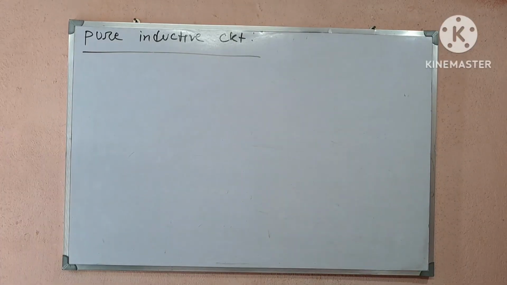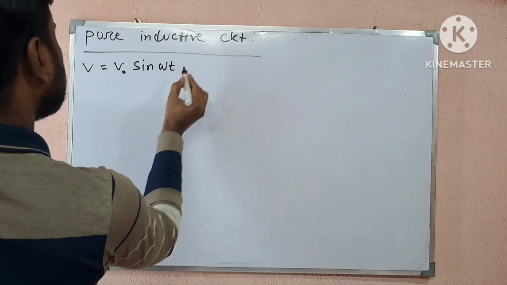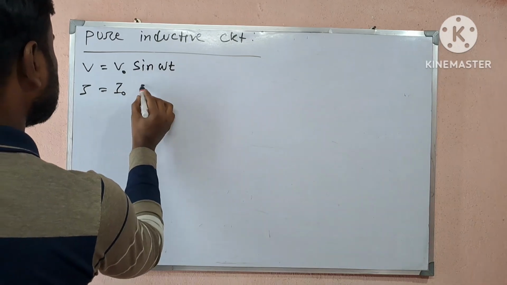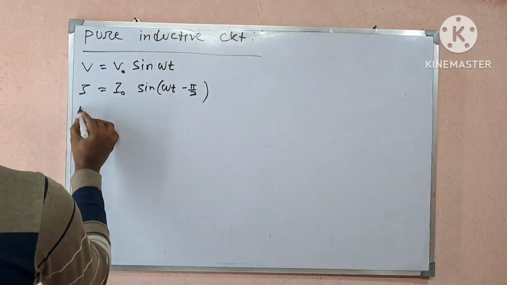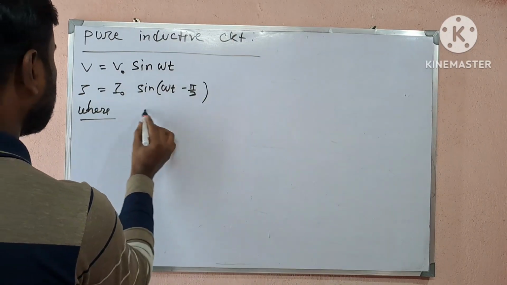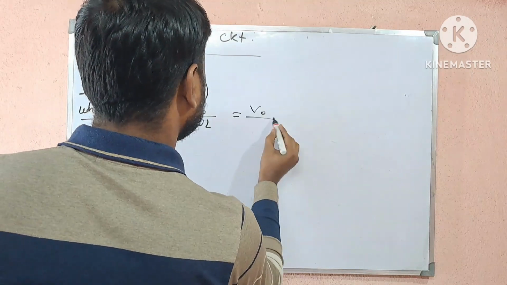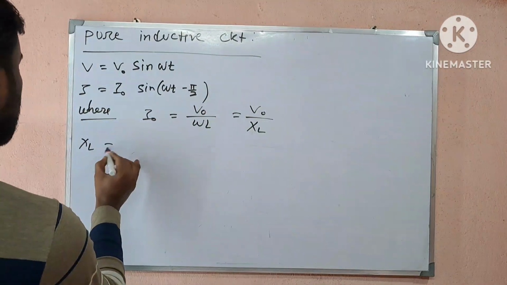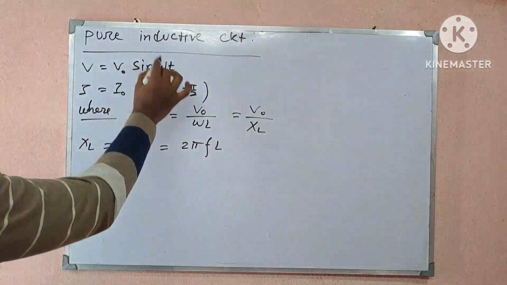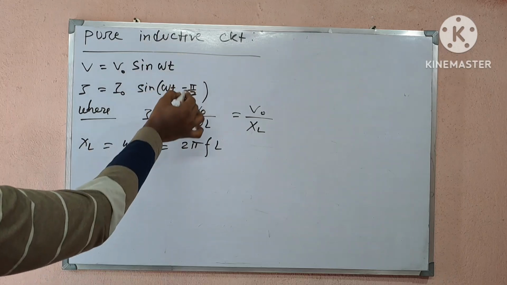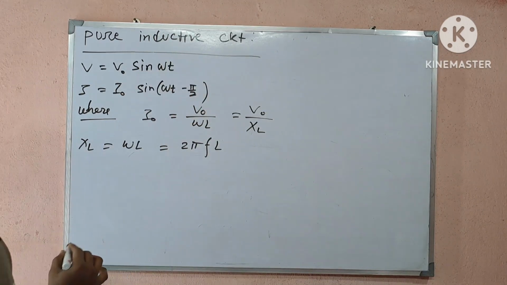So in a pure inductive circuit, the applied voltage is V0 sin omega t, and the current is I0 sin(omega t minus pi by 2), where I0 is the peak value of current. I0 is given by V0 divided by omega L, which we can write as V0 divided by chi L. Chi L is omega L equal to 2 pi fL. The phase difference between current and voltage is pi by 2. Power factor equals 0. The average power dissipated in the circuit is equal to 0.